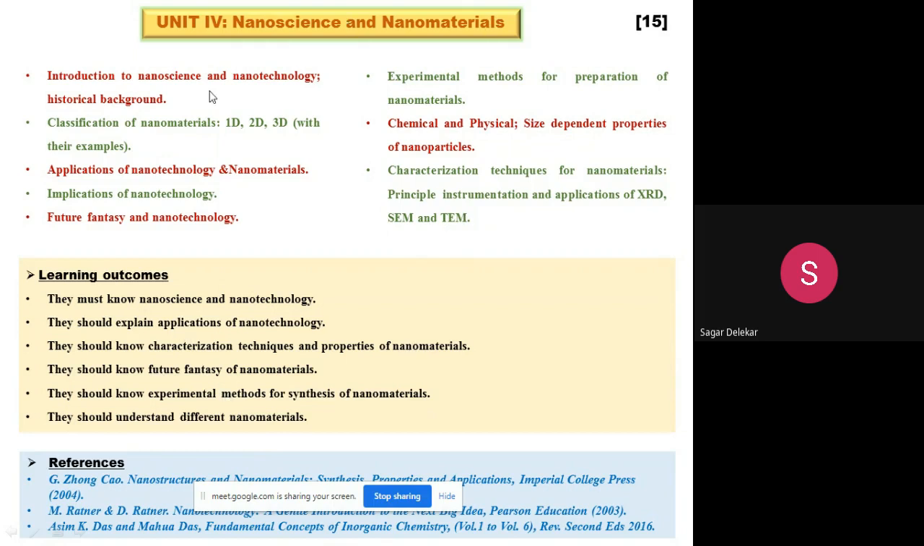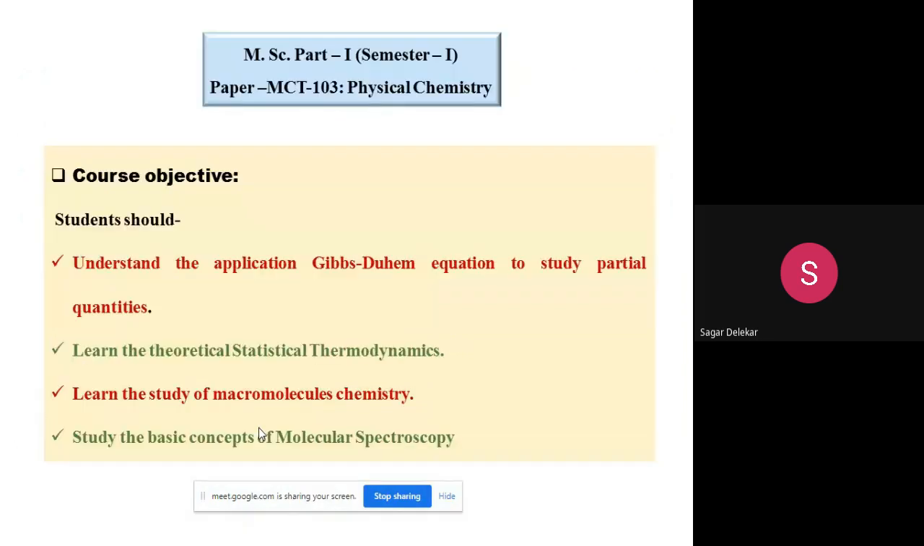So with this unit, we are knowing all these. Students must know the basic terminology about nanoscience and technology. Then they are getting information about applications of nanotechnology. Then what are the tools available to characterize the nanometals? What are the properties? Then what are the methods, and what are the different nanometals as well? So this is regarding nanoscience and nanomaterials.